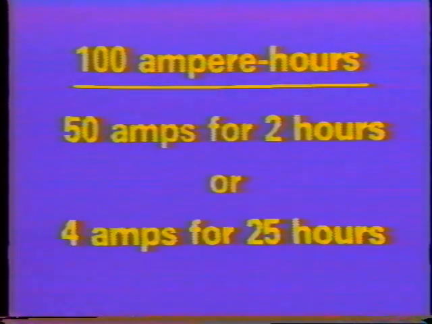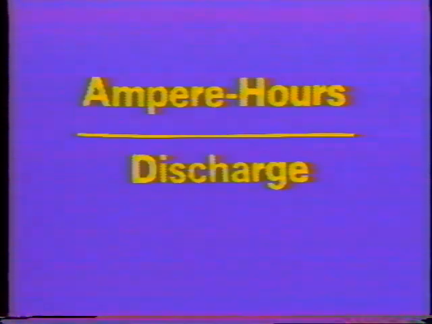A battery can also supply more current for less time or less current for more time with the same ampere hours rating. For example, a battery rated at 100 ampere hours can supply 50 amperes for 2 hours or 4 amperes for 25 hours. So if you want to find out how long a battery will last, you can just divide the rate of discharge in amps into the ampere hours rating.